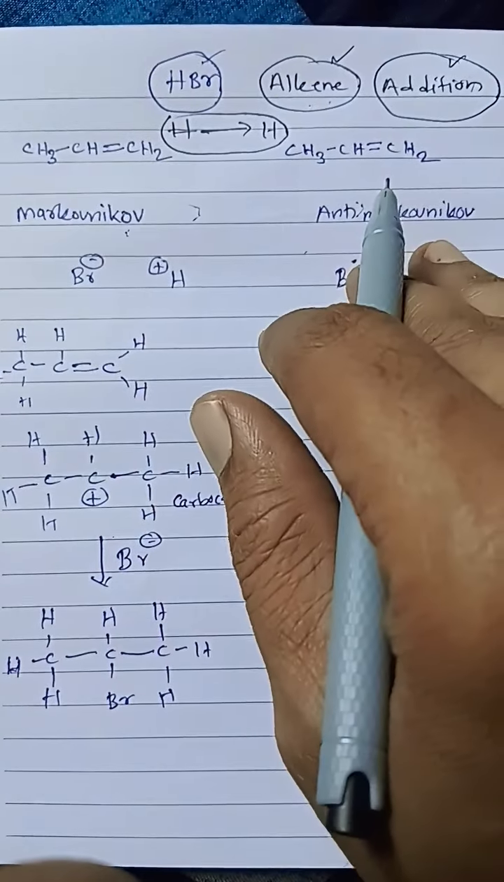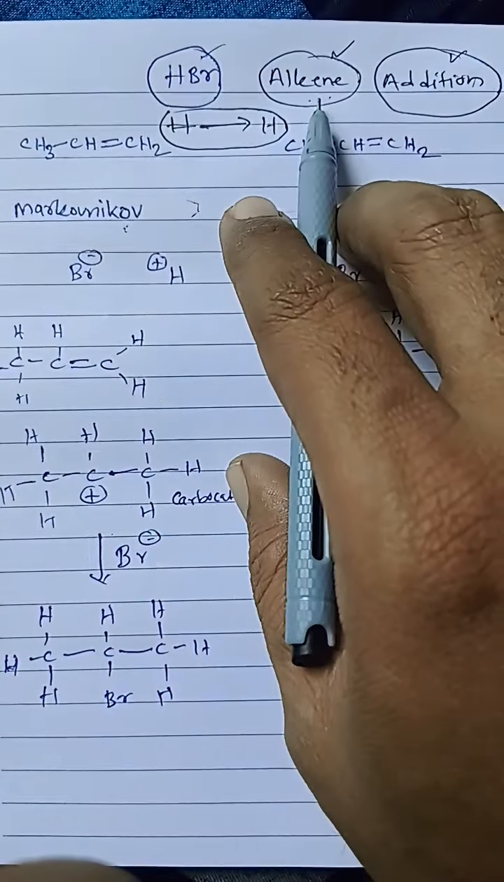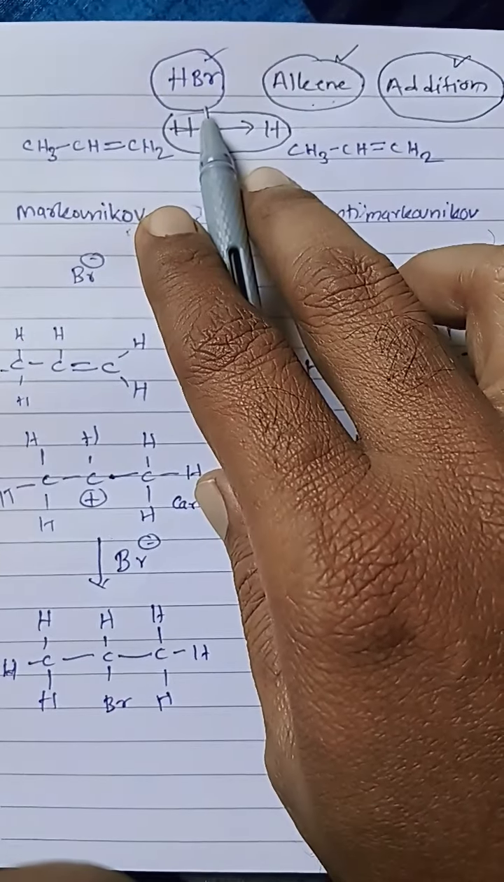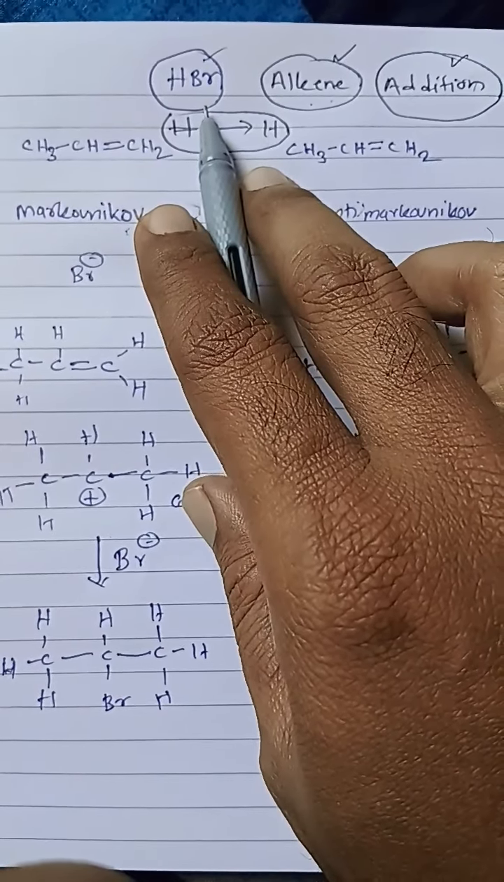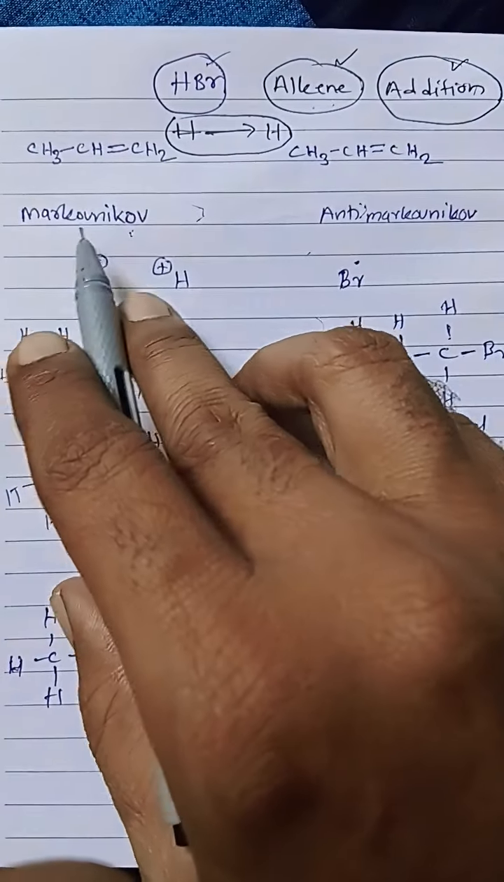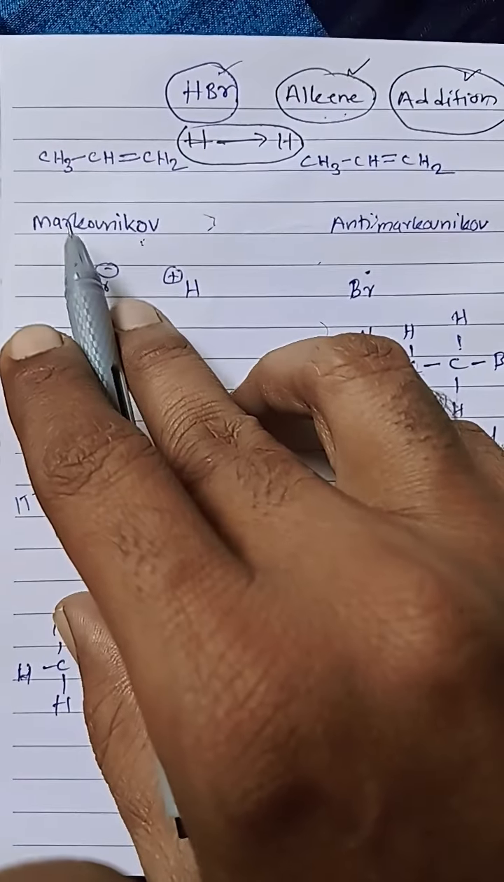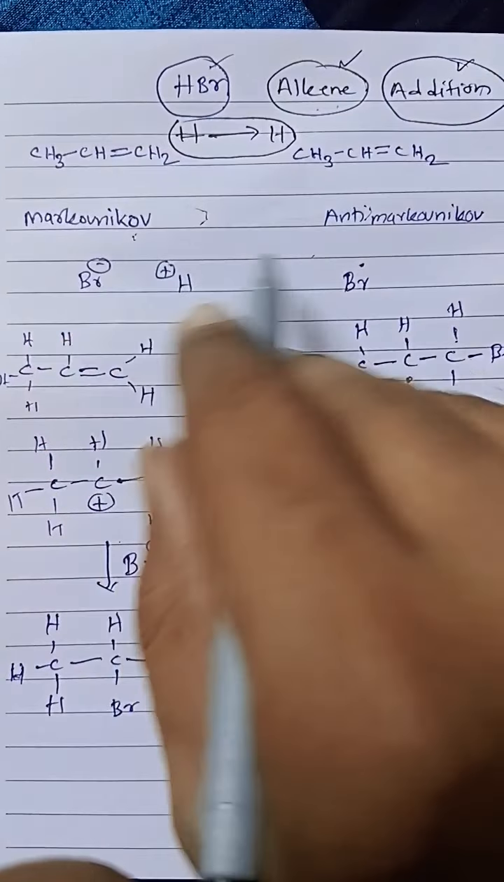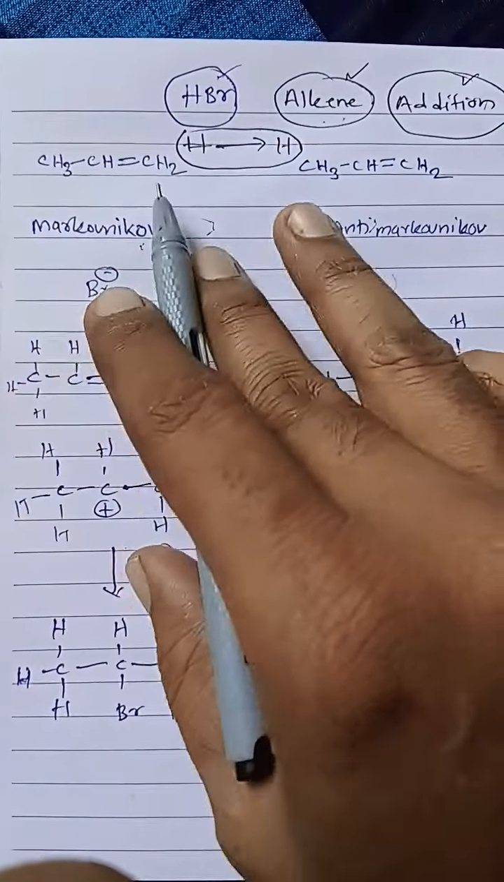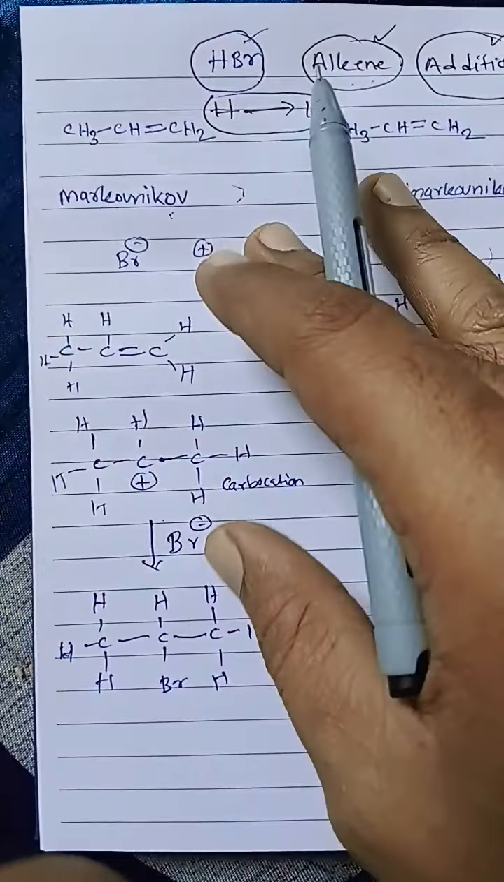When you study alkene addition reactions, and there is HBr and other protic acids addition reactions, then you have to keep in mind the rule which is known as Markovnikov rule and anti-Markovnikov rule. First we have to understand what it is and how this happens.